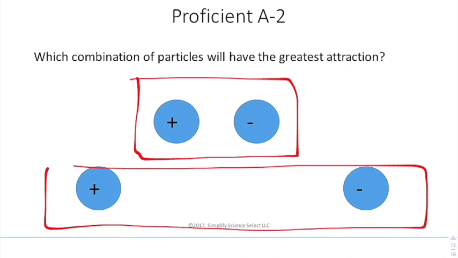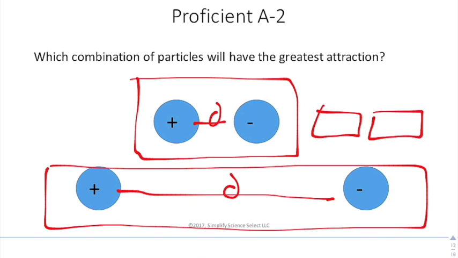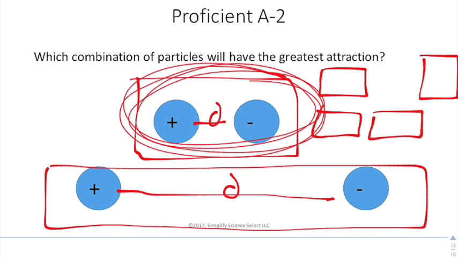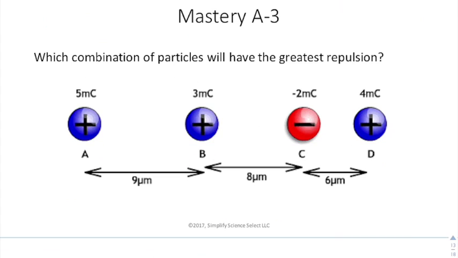What is the difference between these two sets of particles? Well, they're both positive and positive, and both negative and negative. The only difference between them is the distance between the charges. Just like with magnets, if you hold them close together, it's harder to separate them than if you hold those magnets further apart. It's easier to separate them. So the distance term really comes into play. The one with the greatest attraction, or the most force, is going to be the first one with the smallest distance.